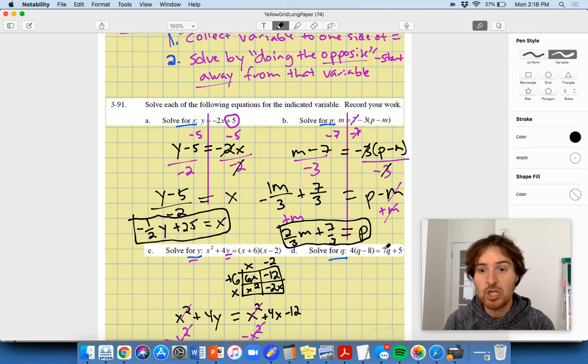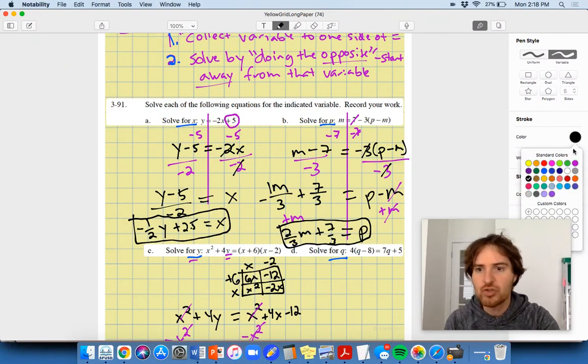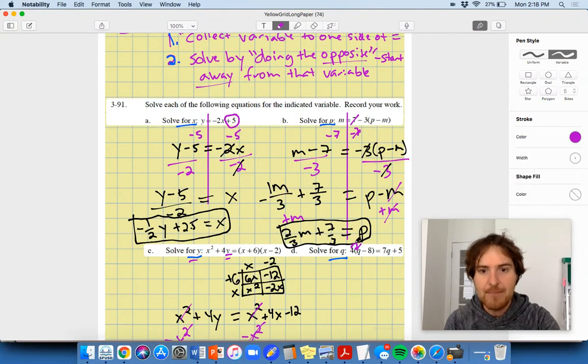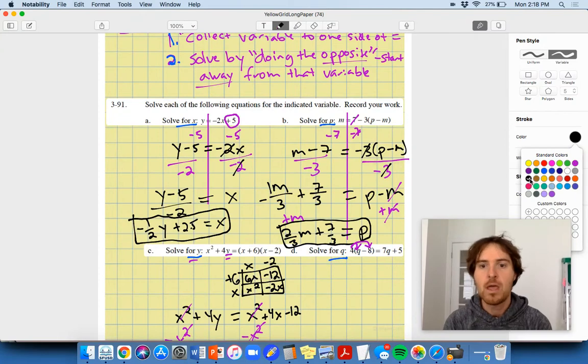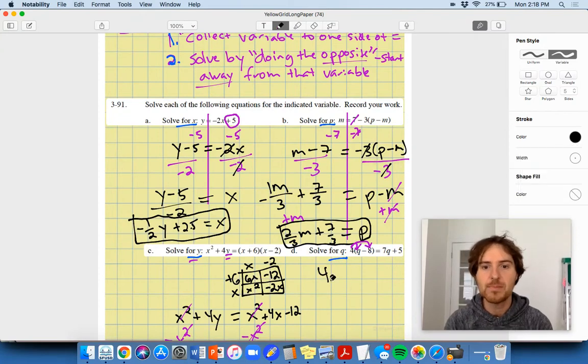So here I got 7 q's over here. Here I'm going to have 4 q's, okay? And I'm going to go ahead and distribute here. Remember, distribute. So if I see a number on the outside of parentheses, what does it do? It multiplies to each of the terms on the inside of parentheses here, okay? So I'm going to get 4 times q minus 8 times 4. And 8 times 4 is 32, okay?